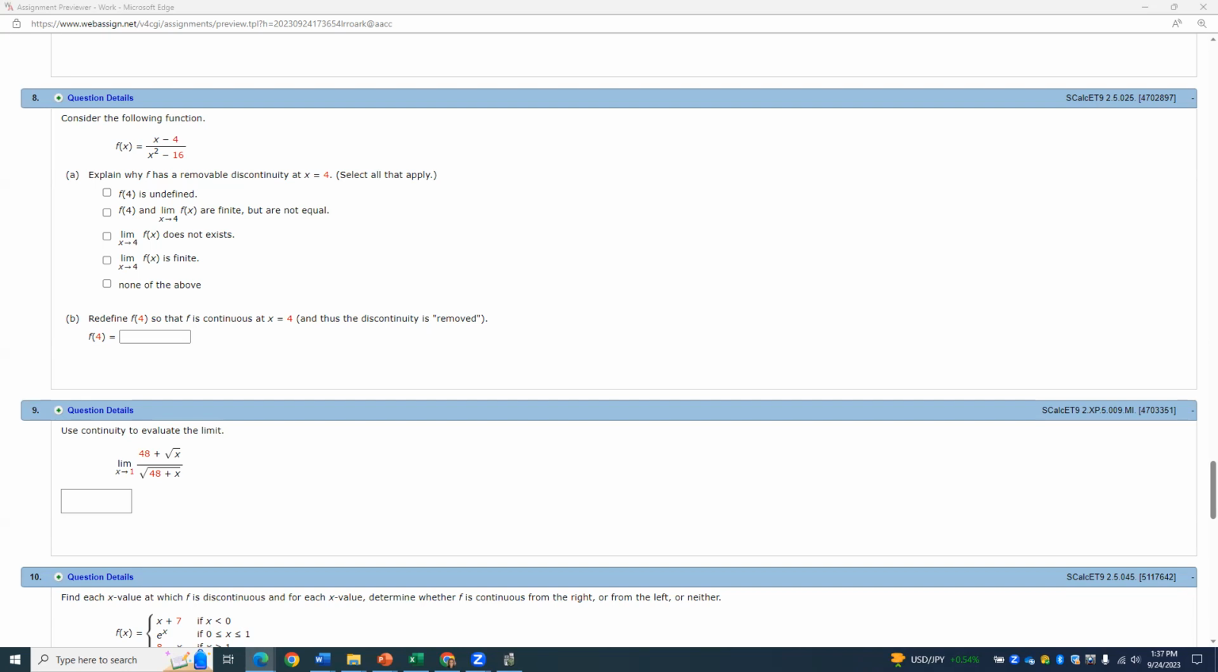Okay, so for instance, number 8 says, consider the following function. f of x equals x minus 4 divided by x squared minus 16. So first things first, if this was a previous section, we would maybe first start out by trying to find the limit as x approaches 4 of x minus 4 divided by x squared minus 16, right?